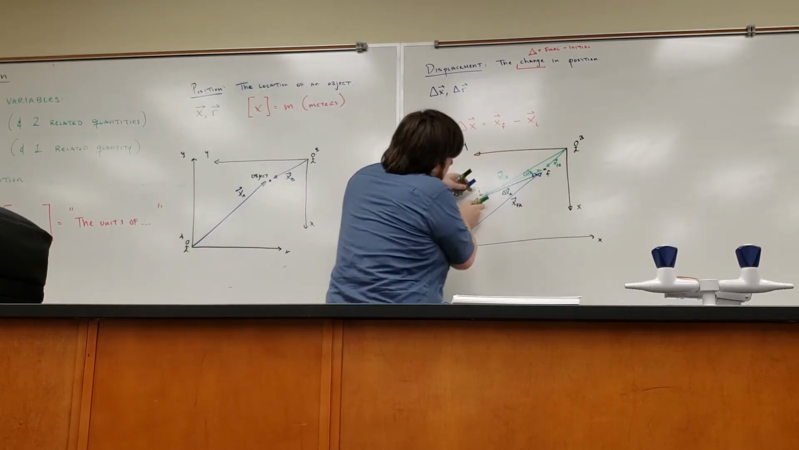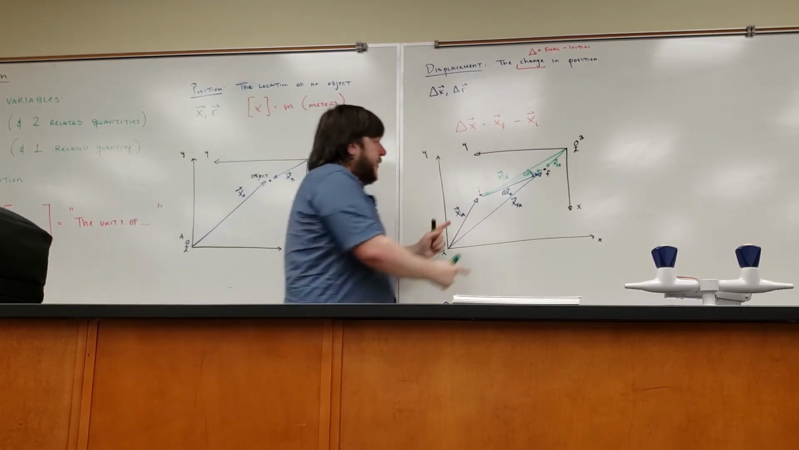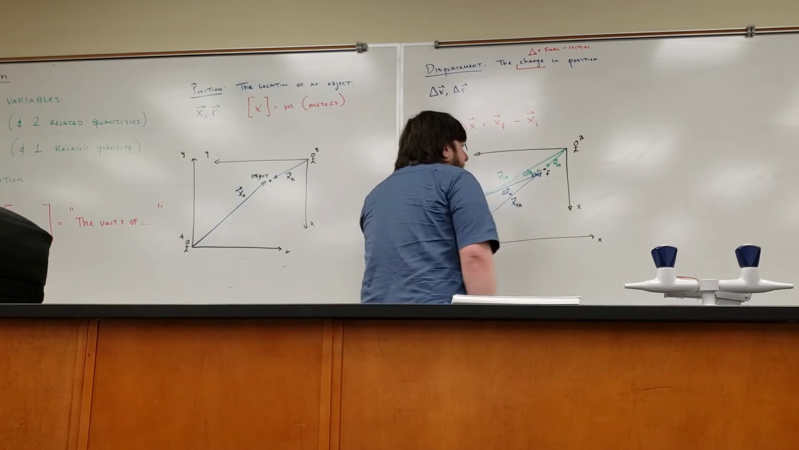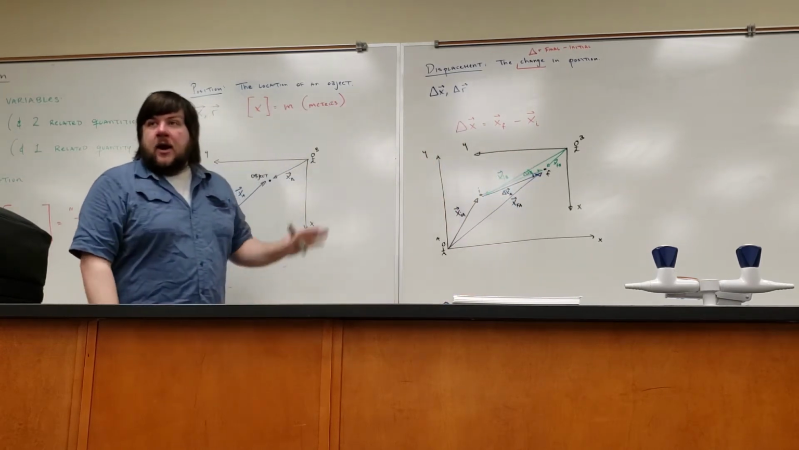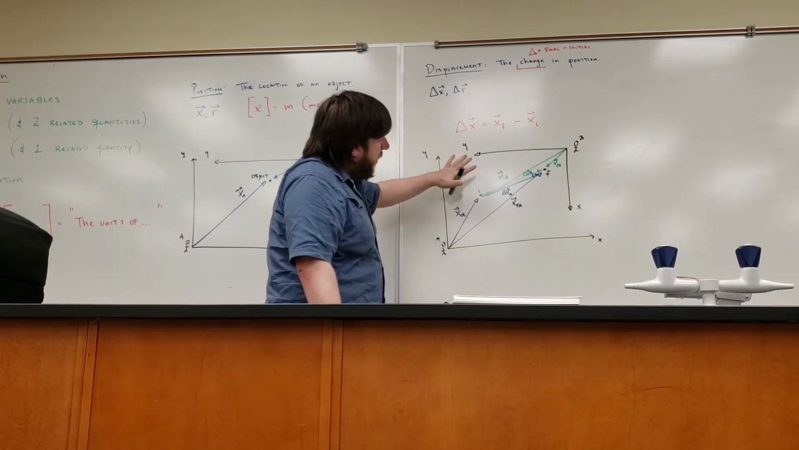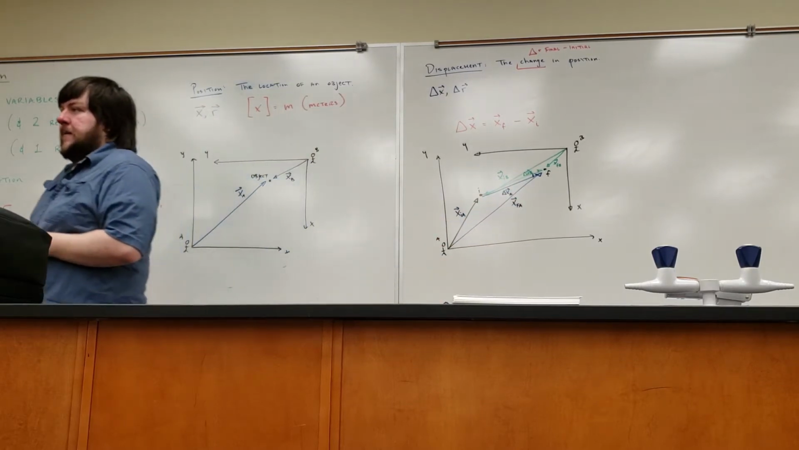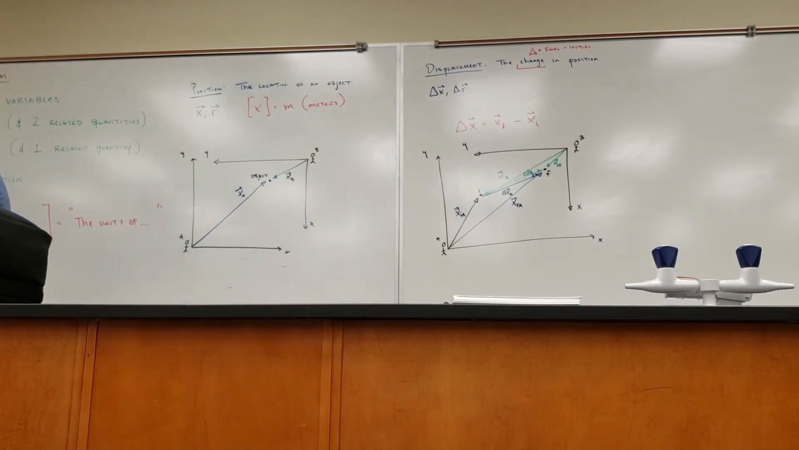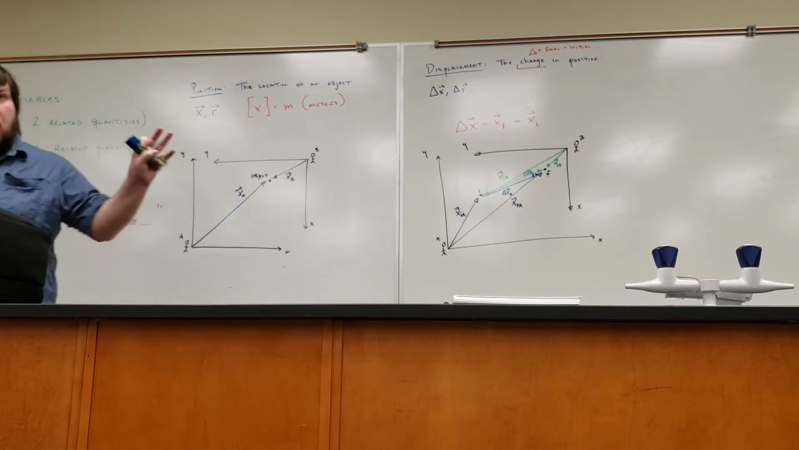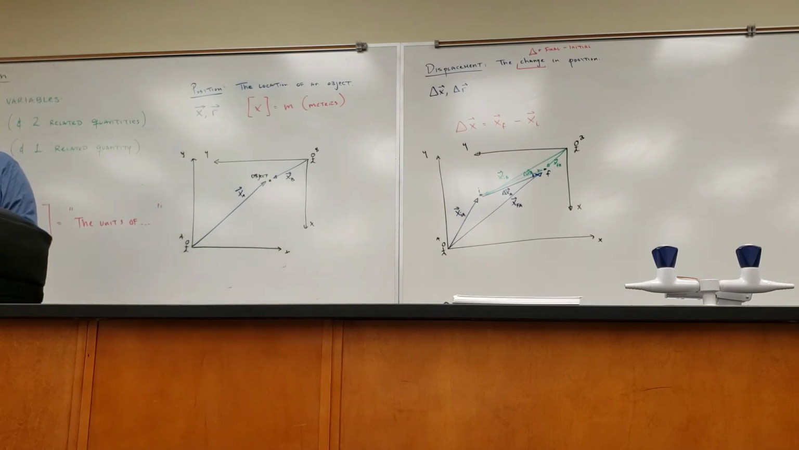The vector's going to be drawn from the initial point to the final point. It doesn't matter what coordinate system you're in. So those two displacements are the same length and they point in the same direction. They are identical. So displacement is a good physical quantity because it's independent of the chosen coordinate system. Okay? Displacement will always be the same. It doesn't matter what coordinate system you choose. Okay? Any questions about displacement?